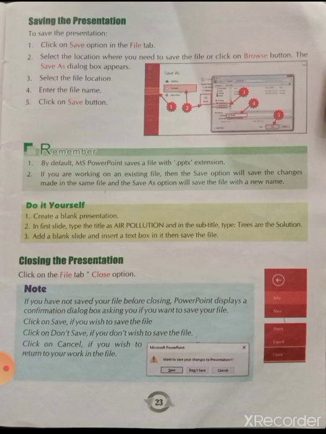Create a blank presentation. In the first slide, type the title as Air Pollution, and in the subtitle type Trees are the solution. Add a blank slide and insert a text box in it to save the file. So children, this is about to do activity using the MS PowerPoint application, right?